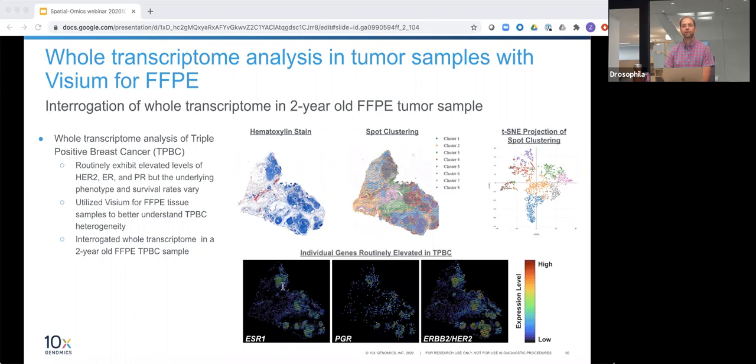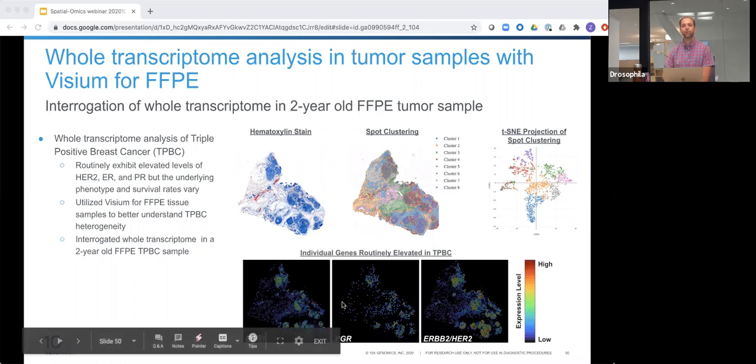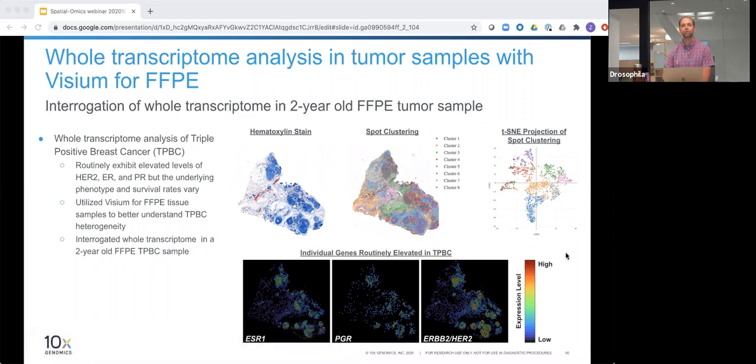And you can see very good gene expression of the 3 markers of triple positive breast cancer within these sections. And so we think that this is going to really work out well. We've even got data from tissues that are older than 2 years in FFPE. So this is something we're really excited about, and we hope to be telling you more about this in the coming months.